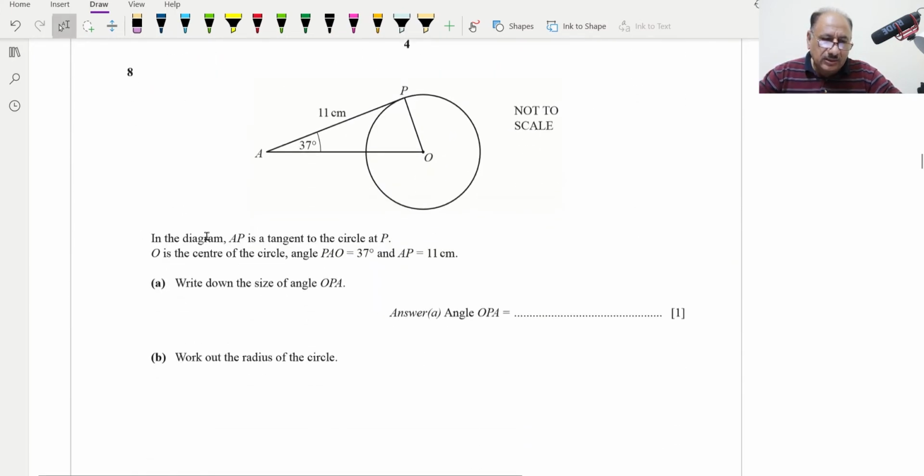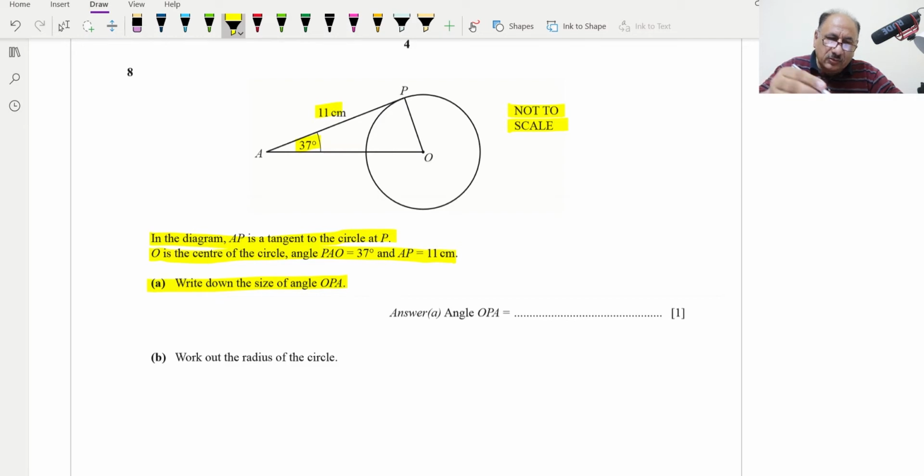Now question number 8. Question number 8 says in the diagram, AP is the tangent to the circle at P. So it's a tangent. The diagram is drawn not to scale. O is the center of the circle. Angle PAO is equal to 37 degrees. This one. AP is equal to 11. Write down the size of the angle OPA.